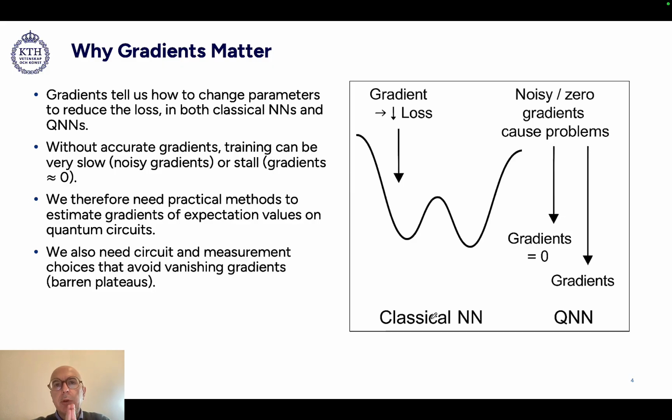Without being able to calculate accurate gradients, training can be very slow, a so-called noisy gradient problem, or can even deadlock or stall. So the gradient is zero, and we have no preferential direction towards minimizing the loss function. So we almost randomly go through the optimization landscape. Therefore, we need some practical methods to estimate the gradients of the expectation value coming from quantum circuits. We also need circuits and measurement choices that avoid vanishing gradients, a so-called barren plateau, where we have no preferential direction during the training of the learning mechanism of our neural network.